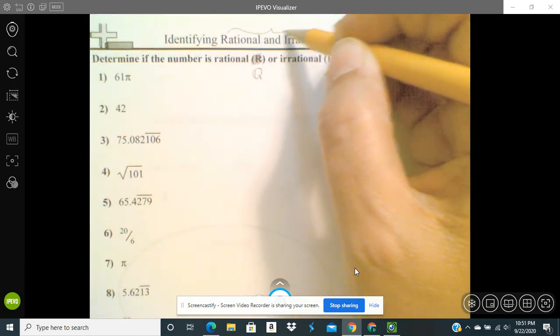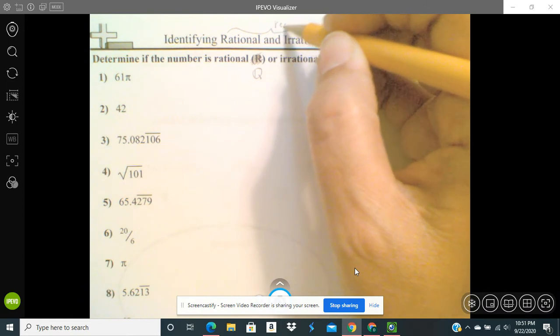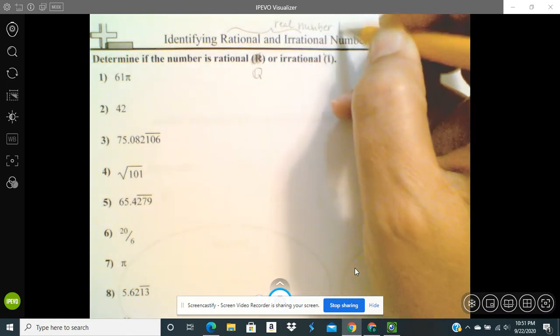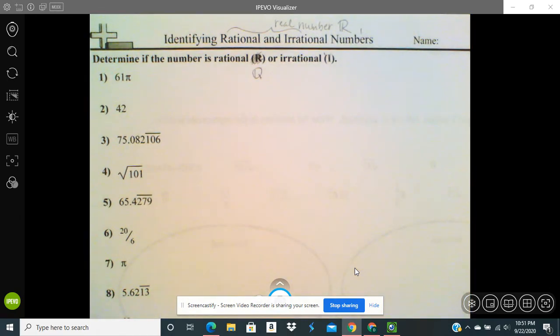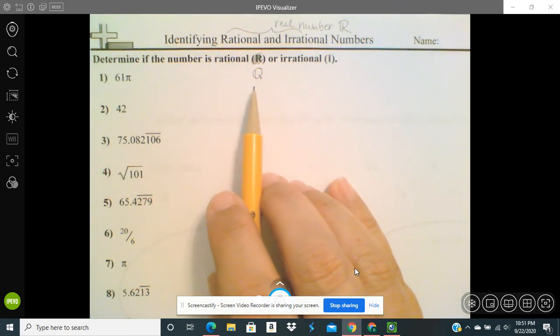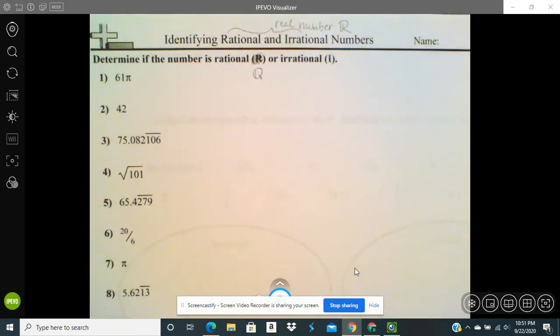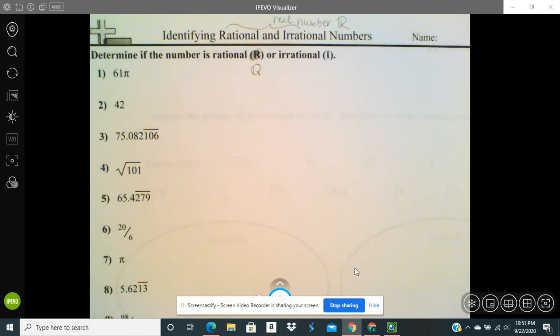Rational numbers and irrational numbers together make up the real number system. For that, we use the R. That's the bigger deal, so it takes precedence for letters. We use the letter Q because I like to think that it represents quotient, which is what a rational number is. So let's go through some of these and see what we know.